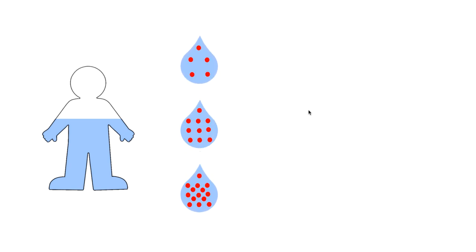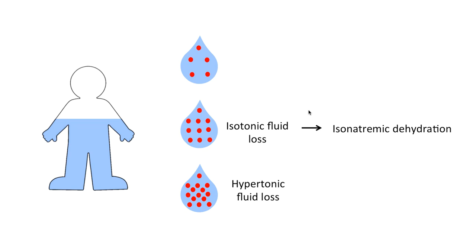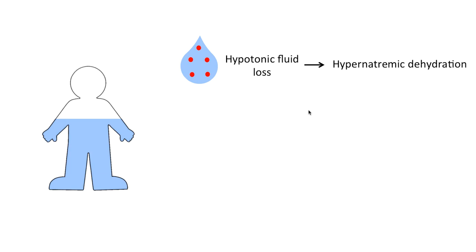So, if the fluid lost is isonatremic, then the patient will go into isonatremic dehydration. However, if the fluid loss is hypertonic, then the patient will go into hyponatremic dehydration. And lastly, if the patient is losing hypotonic fluid, then the patient will go into hypernatremic dehydration.